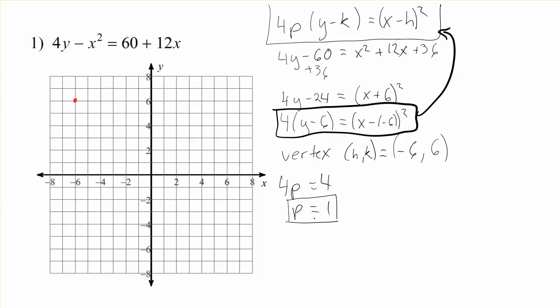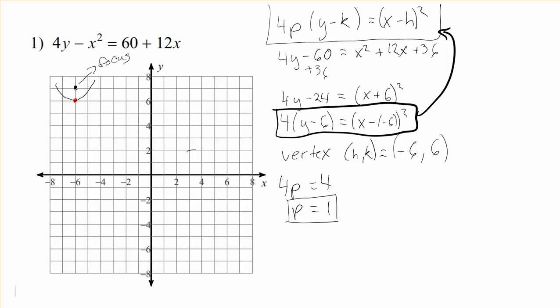The value of p tells us how far the focus is from the vertex. It also tells us how far the directrix is from the vertex. So because p is 1, I know the focus is only 1 unit away from the vertex. Remember, we also know that our parabola opens up like this, and the focus is 1 unit away from the vertex, and it's always on the axis of symmetry. So 1 unit away from the vertex on the axis of symmetry, that tells us that the focus is right here.